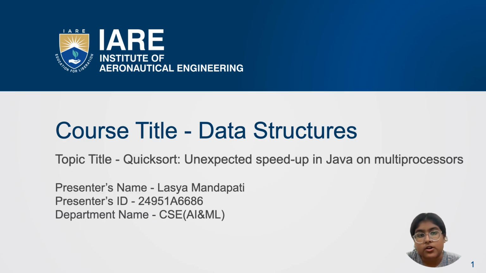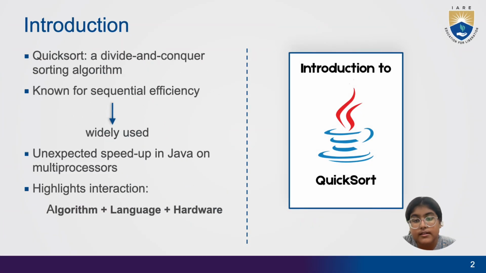So, in this talk, we'll start with the basics of Quicksort, move into its Java implementation, look at multiprocessor architectures, and then examine why the speed up happens and what it means for how we understand algorithms. Let us begin with an introduction.